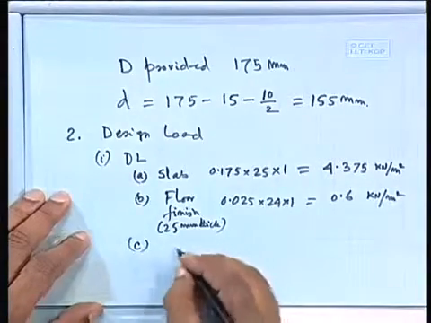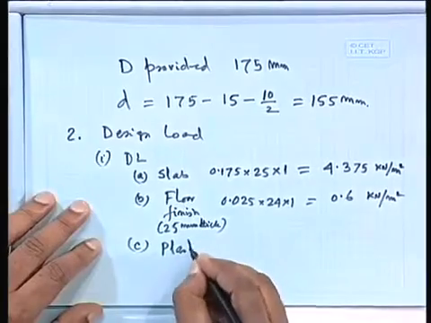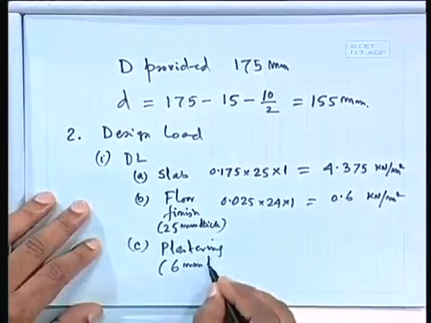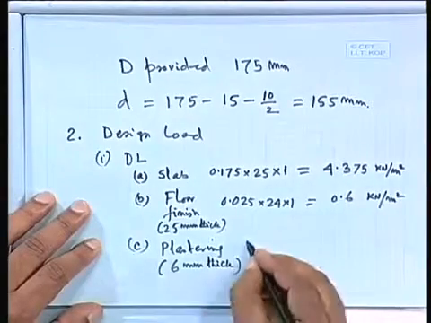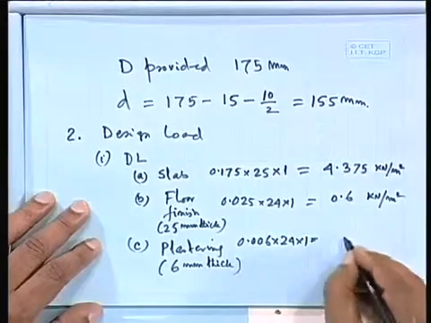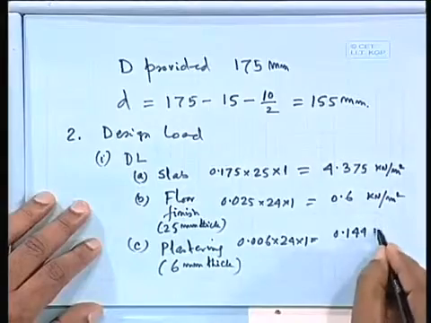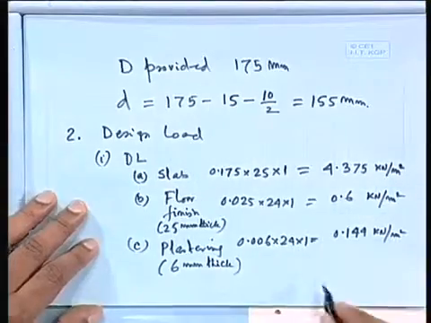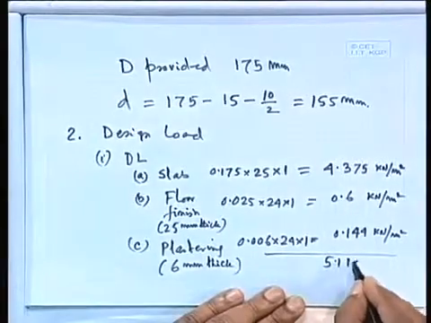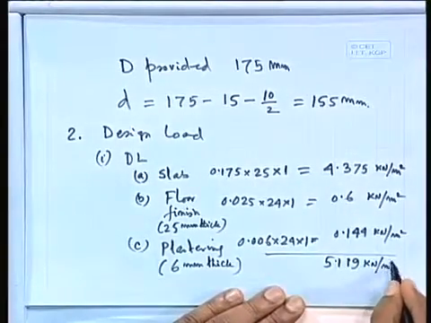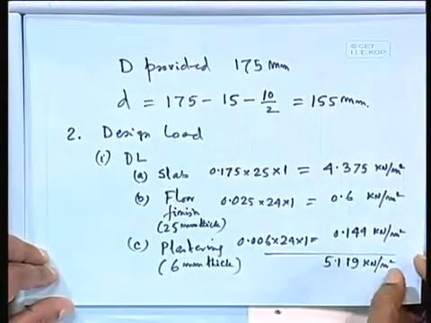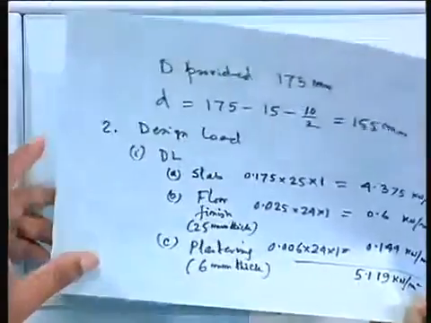Number 3, plaster. Let us take 6 mm thick, which comes as 0.006 times 24 times 1 equal to 0.144 kilonewton per square meter. The total comes as 5.119 kilonewton per square meter. What is the live load? So 5.119 kilonewton per square meter is the dead load.